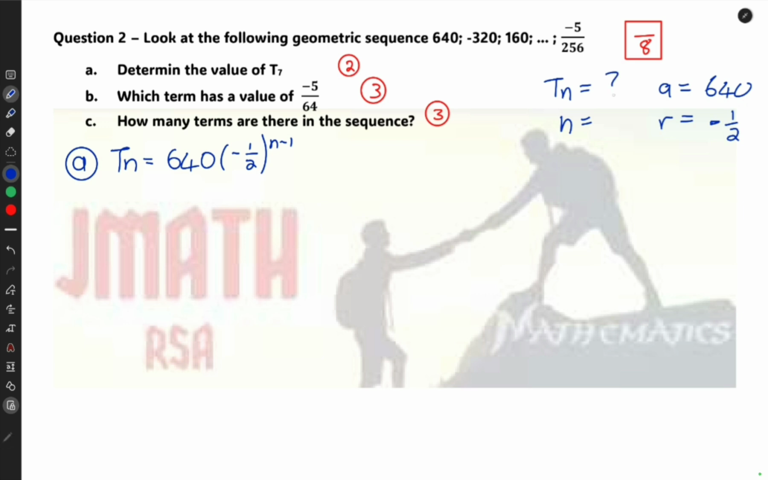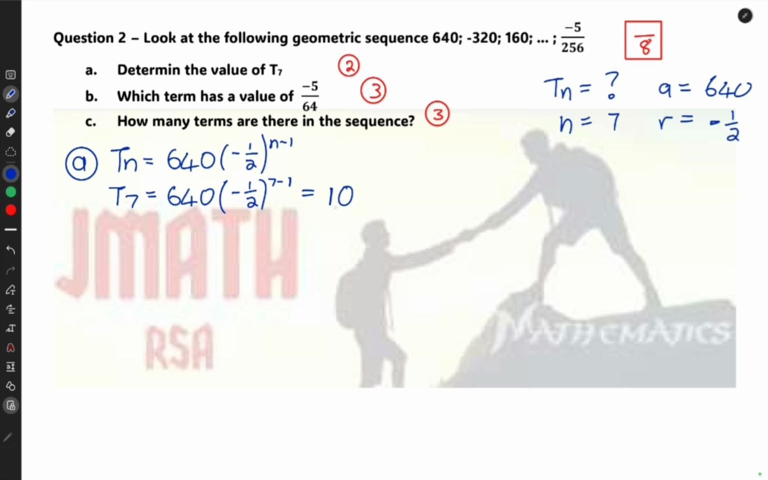Now I can see what they're asking me. They are asking me, what is the value if n is 7? So just going to say T7 would then be equal to 640 times minus a half to the power 7 minus 1. Calculator tells me that answer is going to be 10. Believe it or not, that whole thing just equals 10.